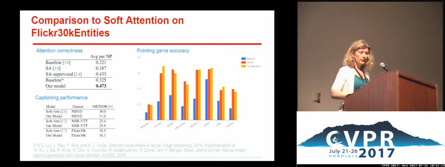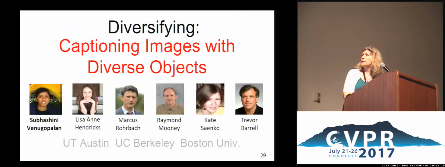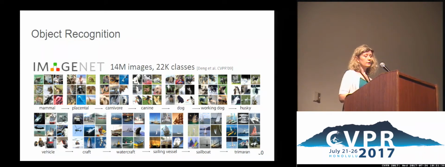So, 5 minutes. Since I'm running out of time, I'm just going to skip to the next part of my talk and cover it very briefly. I talked about explaining, and I also want to mention diversifying, which I think is very important for language and vision models. The problem with language and visual models is the lack of training data.